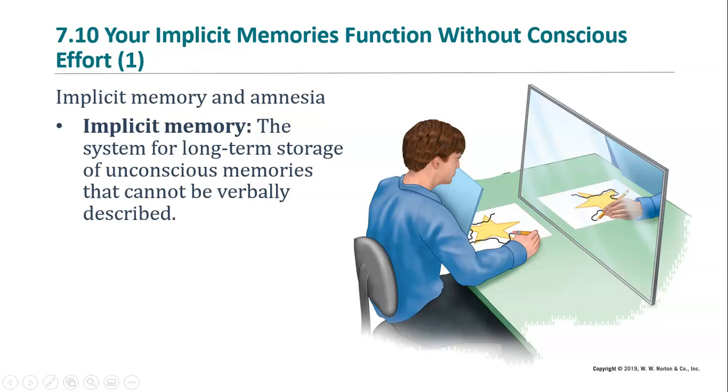Distinct from explicit memories are implicit memories. These are the unconscious, non-verbal memories, things that you can't talk about, but things you can do. For example, in this slide, the individual is engaged in mirror drawing, where they have to trace a figure by looking at its reflection in the mirror. This is a skill that can increase with practice, and that's what we mean by implicit memories.